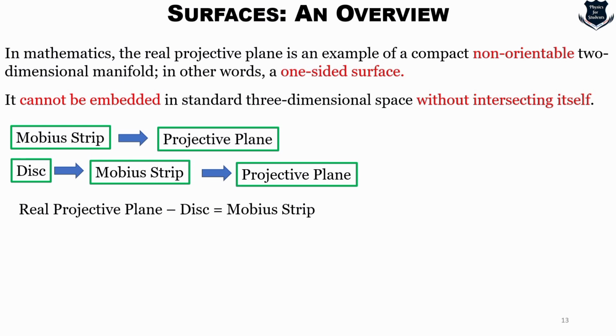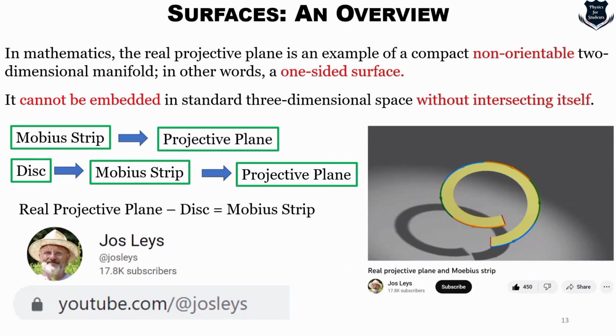So real projective plane minus a disk is a Mobius strip, and you should go to Joe's Lays for this particular animation, and I will give the animation over here, right? It is basically how a real projective plane becomes a disk, and that disk results in a Mobius strip. It's an absolutely great, wonderful animation, and I would really suggest you go there and see this animation.